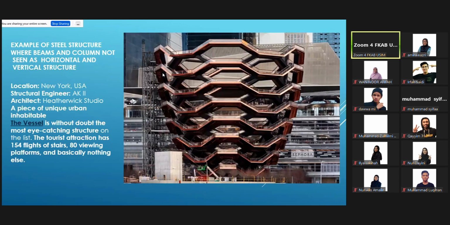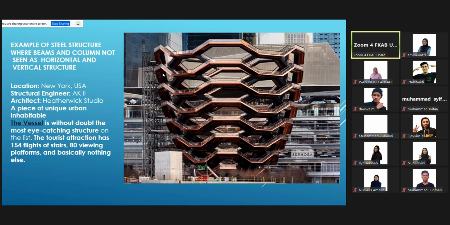This is another example, the example of a steel structure where the beam and column are not seen as a horizontal structure and a vertical structure. A building or structure can stand by itself without protruding, not being exposed in the normal kind of construction of beam and column. The whole structure is beam and column, mixed together. This is actually an urban sculpture, an urban structure in New York.